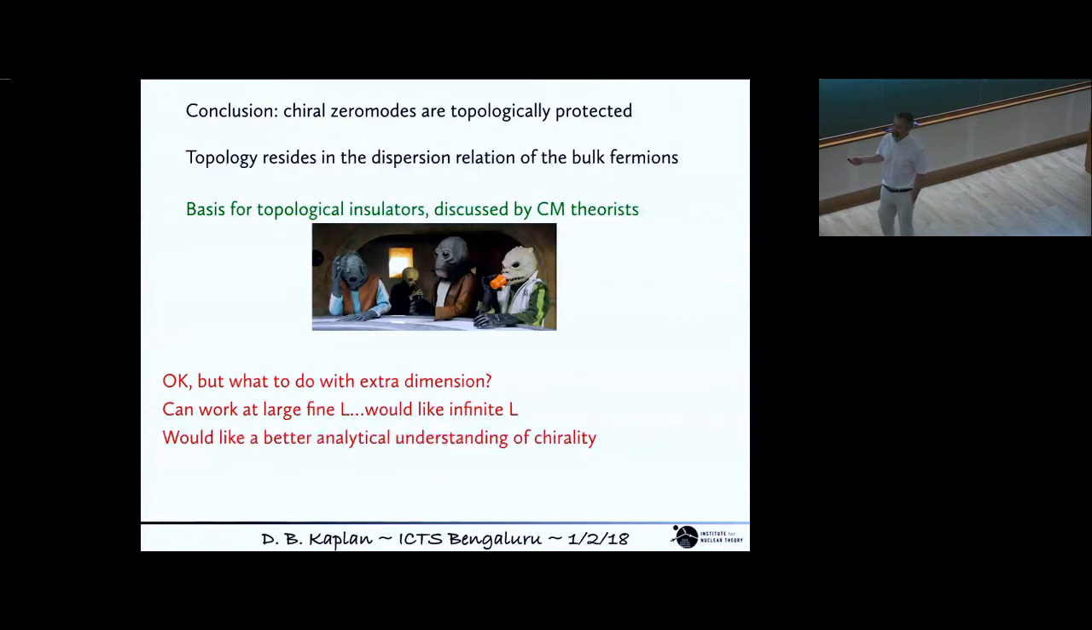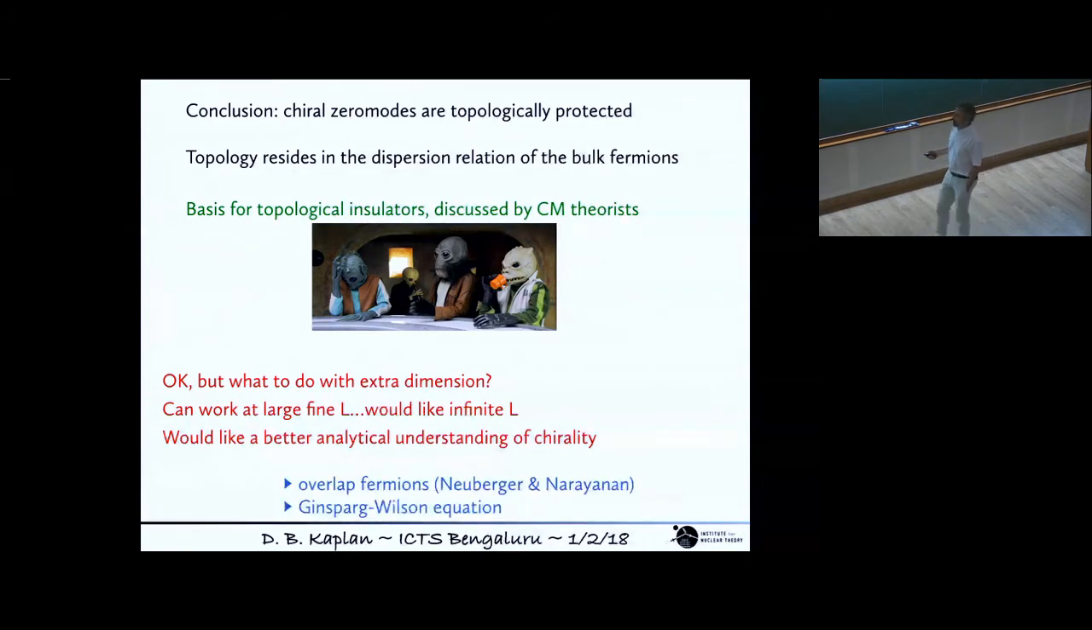So a lot of people ask, how good is this chirality? How do I quantify it? And it's true that you'd like to have some better analytical handle on the effective theory after the heavy fermions are integrated out. And so you'd like to have a better analytical understanding of exactly how chirality is obtained in this. And all of these questions could be answered through the really brilliant work of Neuberger and Narayanan, who developed overlap fermions and the related Ginsparg-Wilson equation, which I'll get to now.